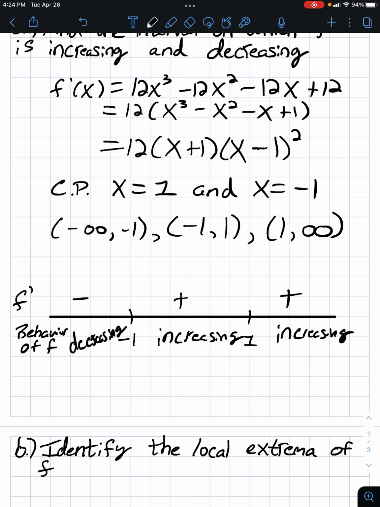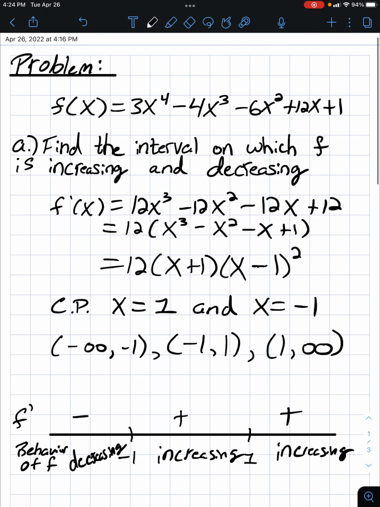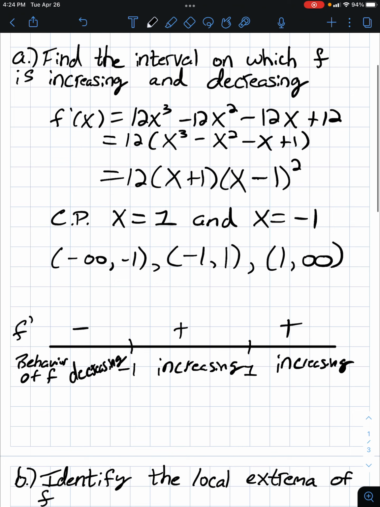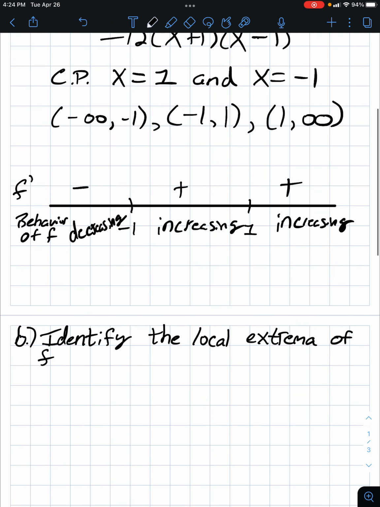So this is the interval in which f is increasing and decreasing. From negative infinity to negative 1, our function is decreasing. From negative 1 to 1, our function is increasing. And from 1 to infinity, our function is increasing. That is the solution for part A.